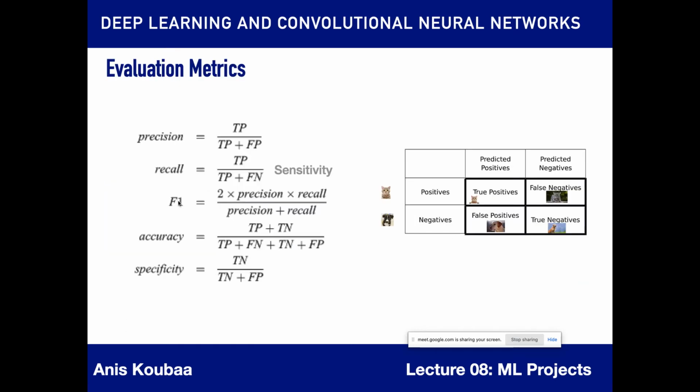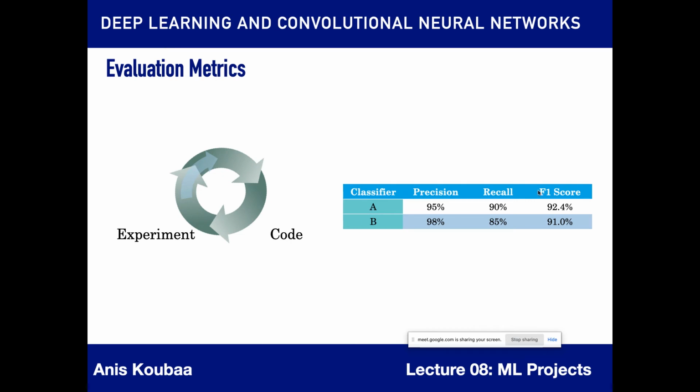Remember that F1 combines both the precision and recall. So in this case, we can calculate the F1 score by applying the formula here, and you can find that classifier A gives 92.4% and classifier B gives 91.0% for the F1 score. So maybe here we can decide that classifier A is better in terms of performance on average, because it provides a better trade-off between the precision and also the recall.